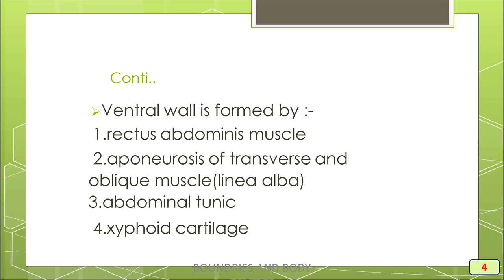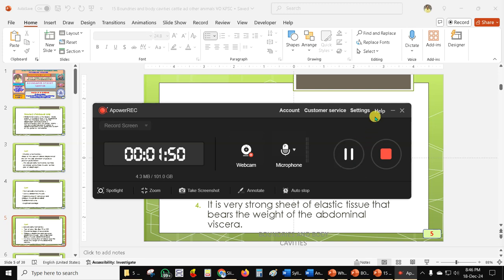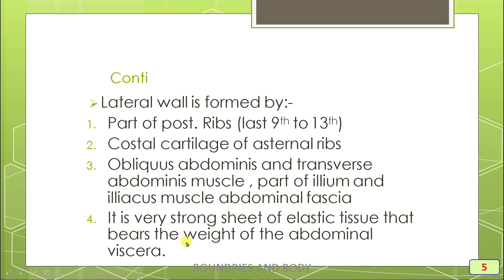the abdominal tunic, and xiphoid cartilage. The lateral wall is formed by the part of the last ribs, that is the 9th to 13th rib, then the costal cartilage of the external ribs, then the oblique abdominis and transverse abdominis muscles, and also part of the ilium and many more. And it is a strong set of elastic tissues.